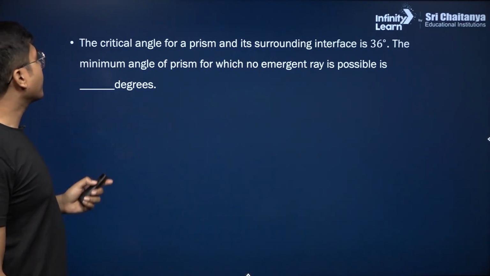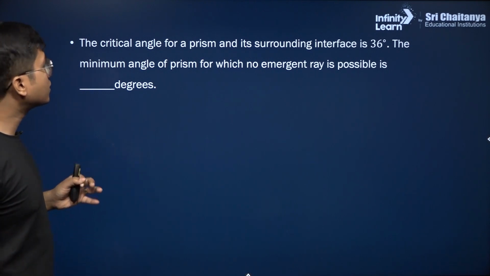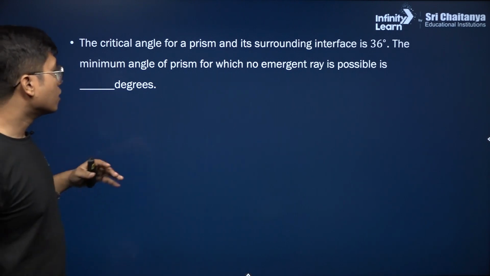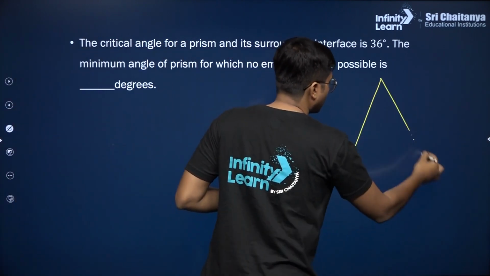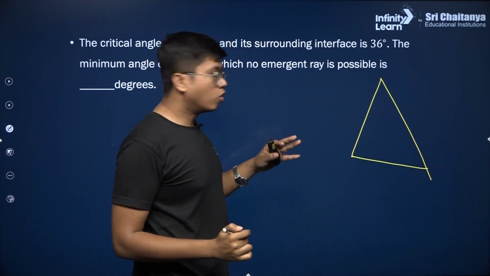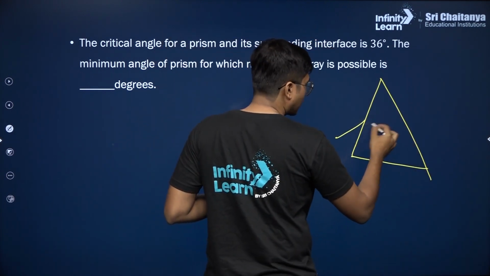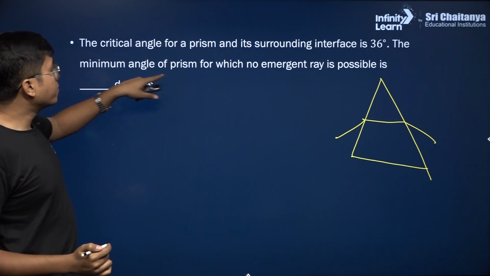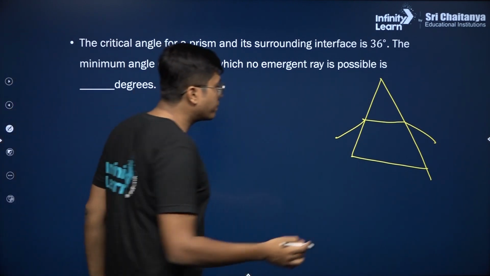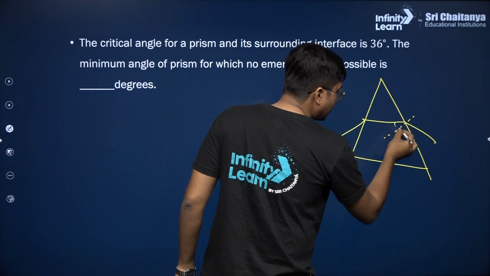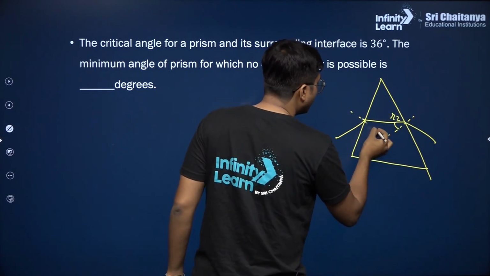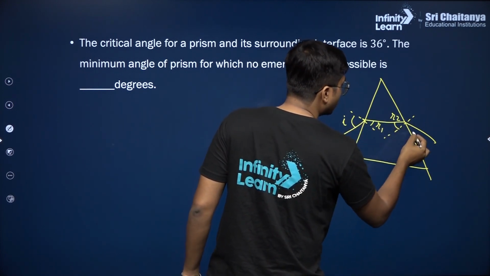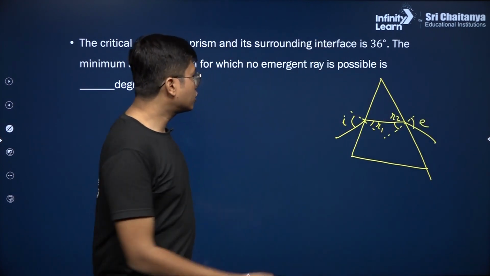Next one, it says that the critical angle for a prism and its surrounding interface is 36 degrees. The minimum angle of prism for which no emergent ray is possible is. So first up, let's assume this is the prism, and over here you have this coming in, you have this and so on. Now if it is said that the minimum angle for which there is no emergent ray, that means over here this angle is your R2. Remember this is your angle of incidence I, this is your R1, this would be your angle of emergence E, and this is your angle of prism A.